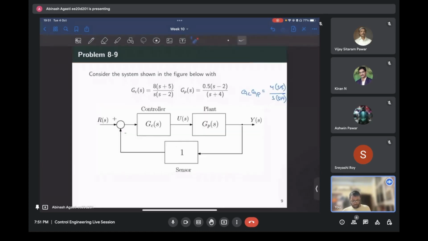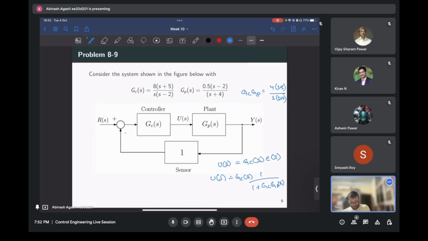I have this system, some R(s) is coming, some controller is there, some plant is there. But here the controller must generate some kind of value to give into the system as input. So we want to see whether this U(s) blows up or not. For that we'll find out U(s) by R(s). U(s) is just Gc(s) into the error term, which is 1 by 1 plus Gc Gp of s.